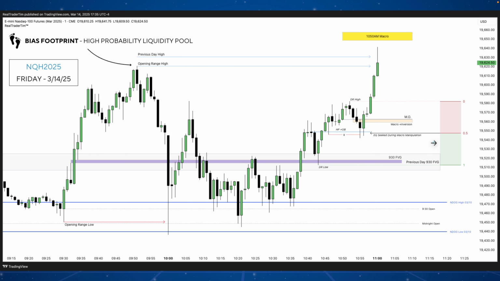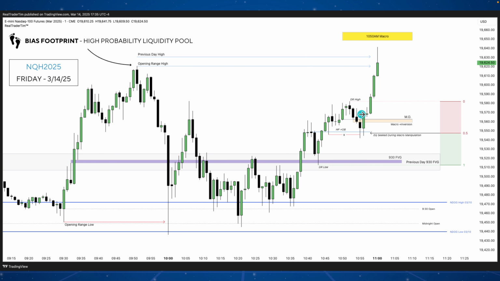Okay, so bias footprints, macro power of 3. Rinse and repeat. Why is this a high probability bullish order block? It's nested and delivering from that 930 fair value gap and yesterday's 930 fair value gap here, along with this fair value gap here, just as additional context. So really good move.